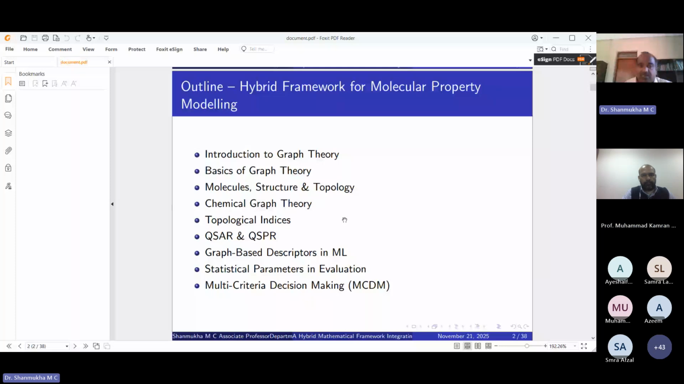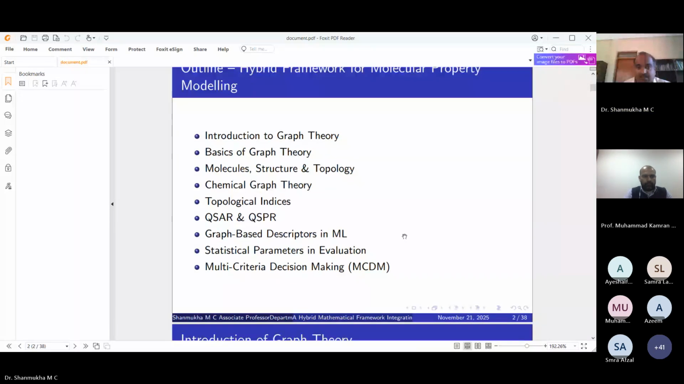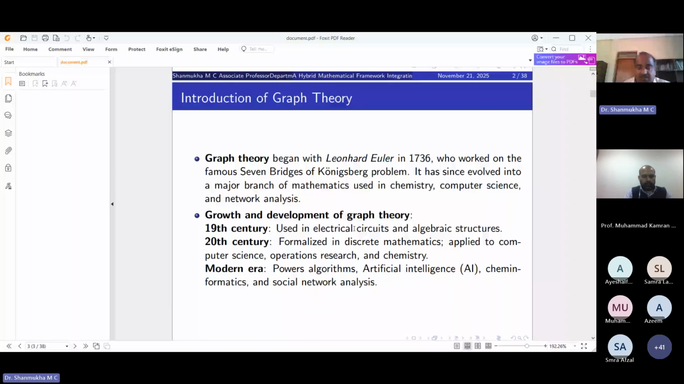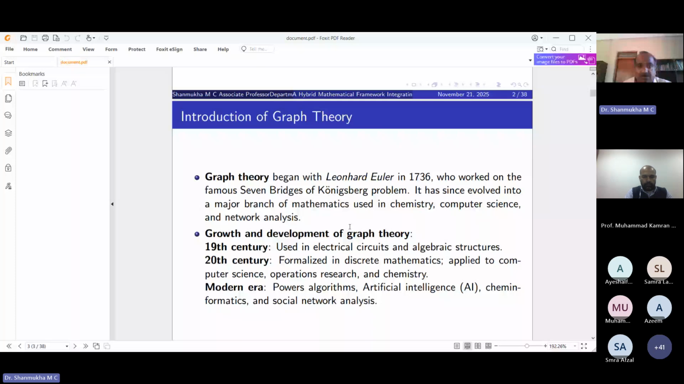So these are the contents of my presentation: introduction to graph theory, basics of graph theory, molecules, structure and topology, chemical graph theory, topological indices, QSAR and QSPR, graph-based descriptors in machine learning, statistical parameters in evaluation, multi-criteria decision making. Coming to the first slide, introduction to graph theory.